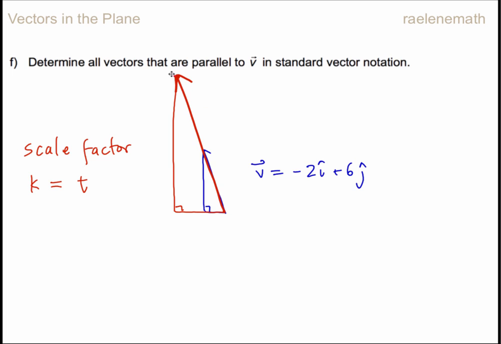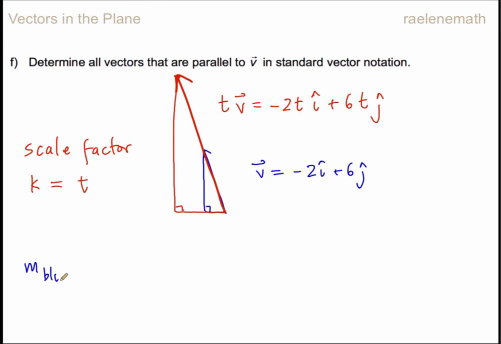And therefore our new red vector is going to be a scale of t times v, which gives us a horizontal component of negative 2t, and that's the number of i hats, and a vertical component of 6t, and that's the number of j hats that we have. And so we can see here, if we are taking the slope of the blue vector, we take the rise over the run, and the rise is 6 divided by negative 2, which gives us negative 3.